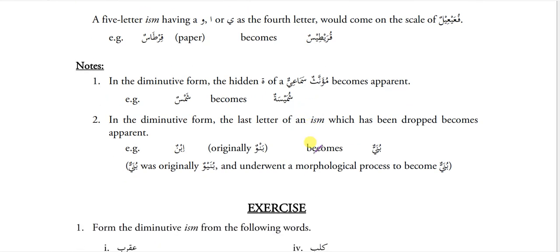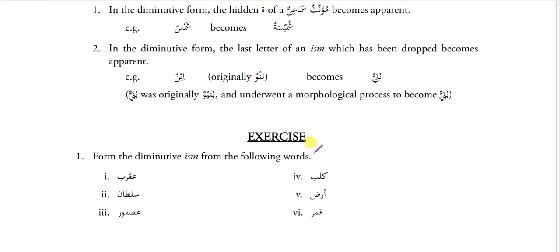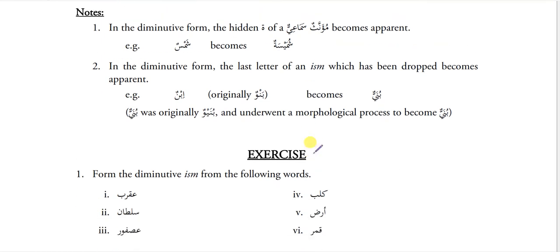A 5-letter ism having alif, waw or ya as the fourth letter would come on the scale of fu'ailun, like from kirtasun it becomes kuraytisin. This is not an important chapter, so you can just skip it. It's not a big deal.